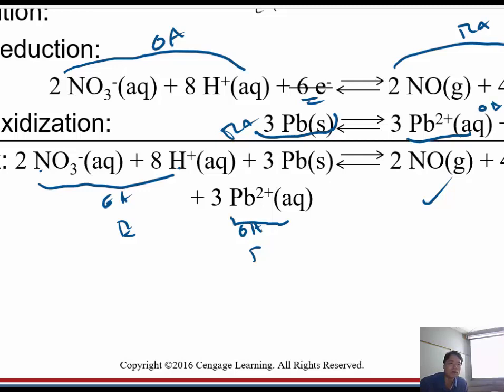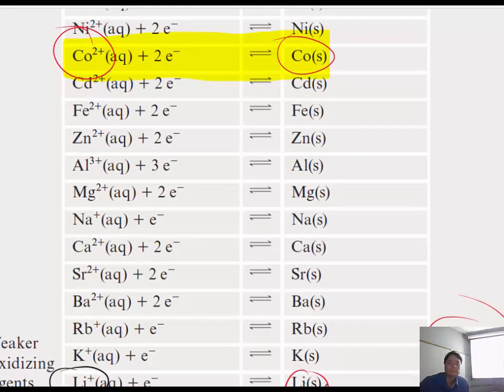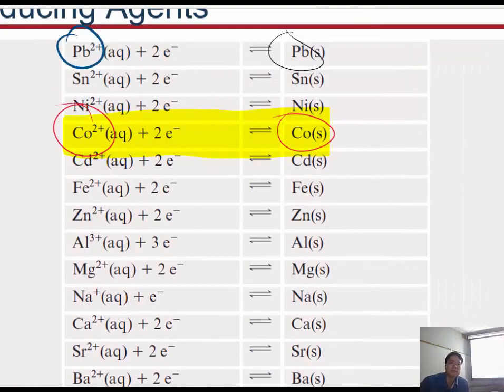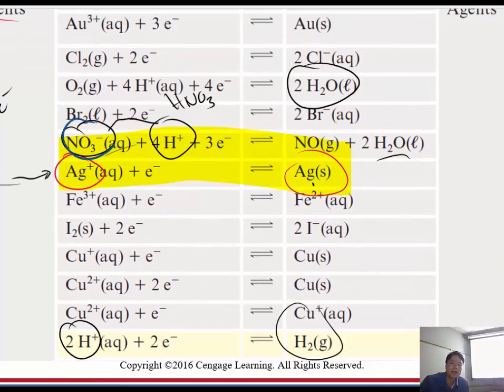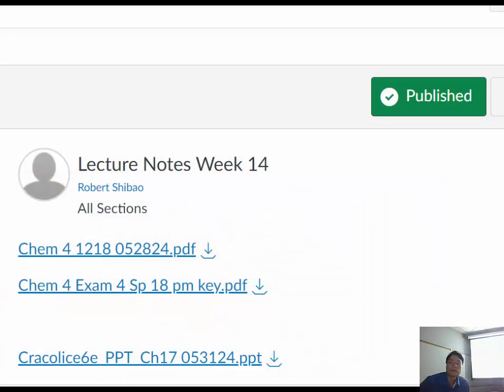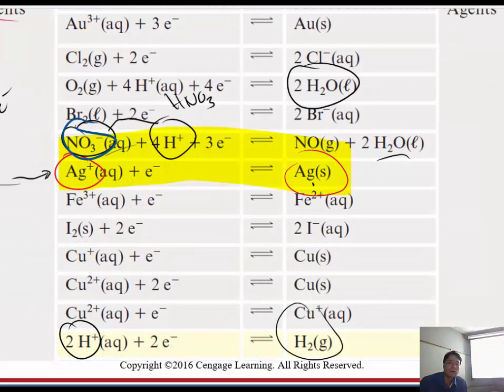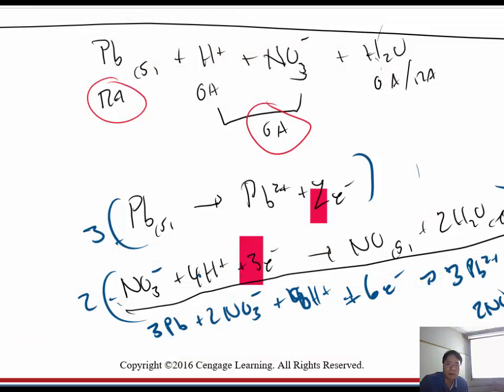So we go back to the chart and take a look. Pb2 plus is here. And then we go up. Nitrate is here. So nitrate's stronger. And so we're going from a stronger oxidizer to a weaker oxidizer. And so the driving force is there. The 6 electrons get to cancel when they're out. All right, so this is an example of using the chart method.